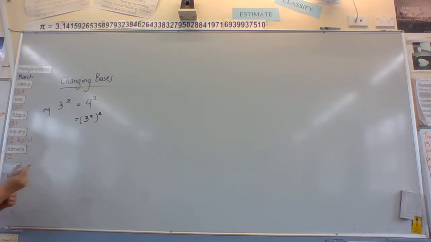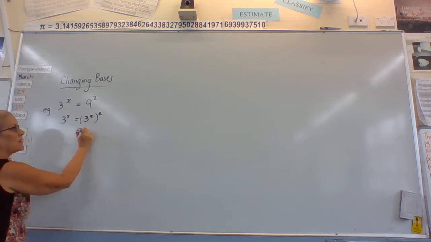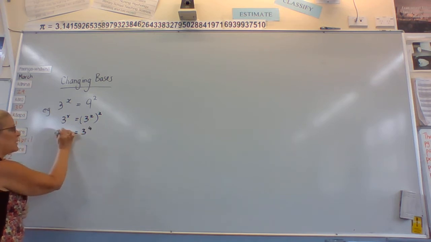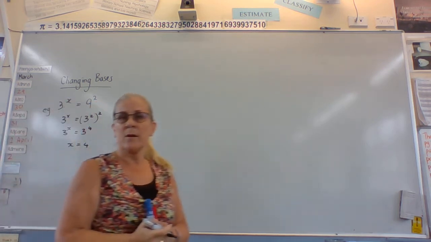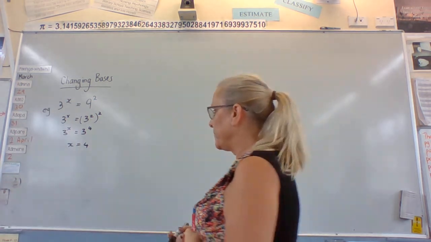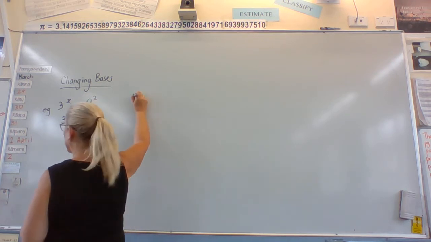Alright, so now we've got those index rules coming in. So 3 squared is 3 to the what? 3 to the 4. So now that the bases are the same, we can say, so therefore x is 4. Alright, so that's a really easy one. Let's have a look at another one.